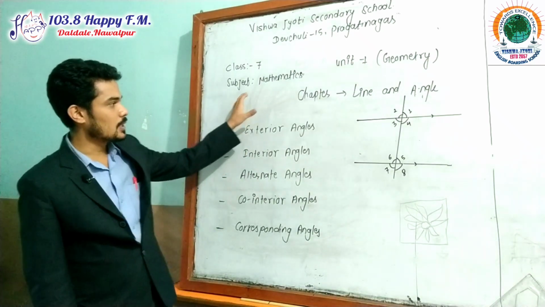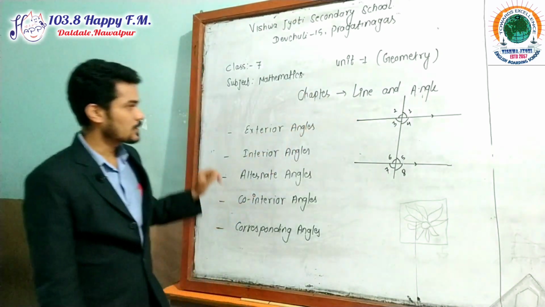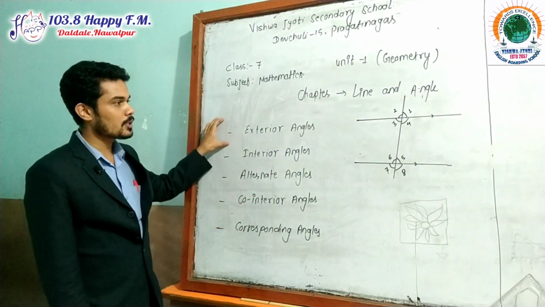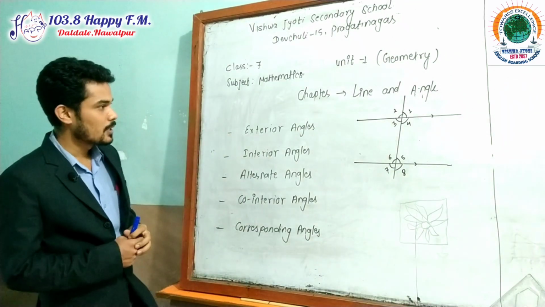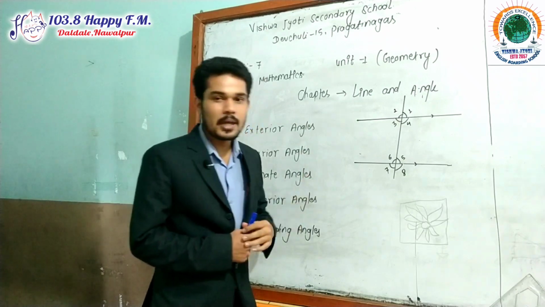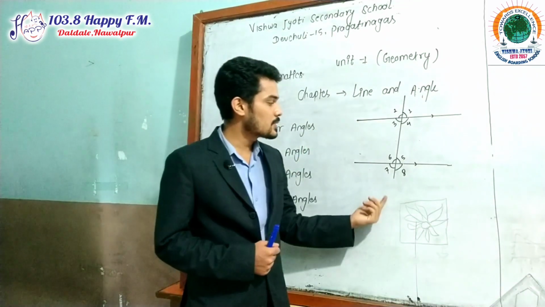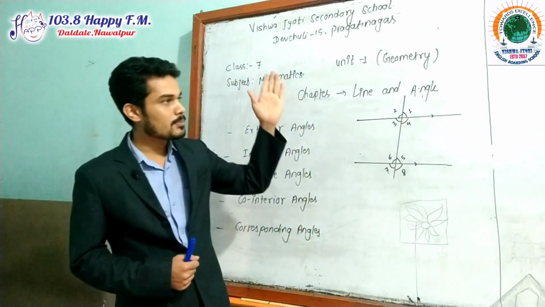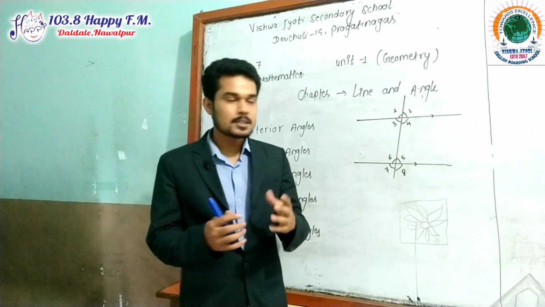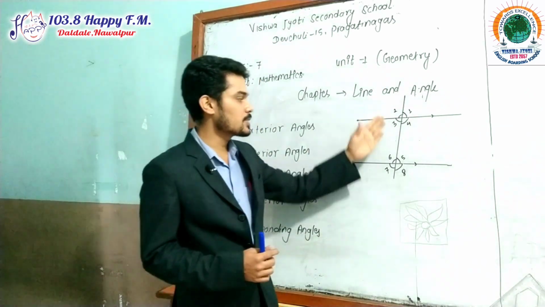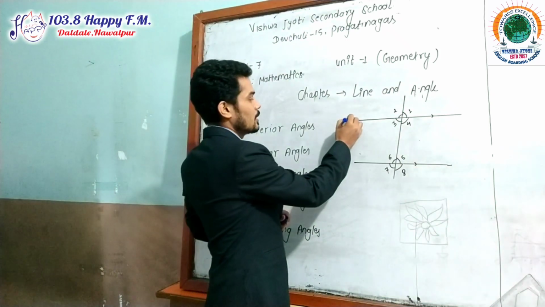So our today's lesson is line and angle, but today we will learn about the different types of angle than in the previous video. Today we will learn about the angles formed when two parallel lines are intersected by a transversal. When two parallel lines are intersected by a transversal, as in the figure, there are two parallel lines.